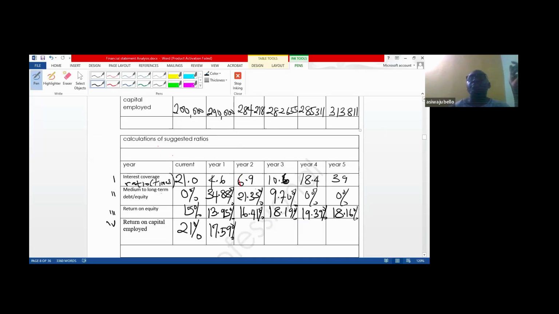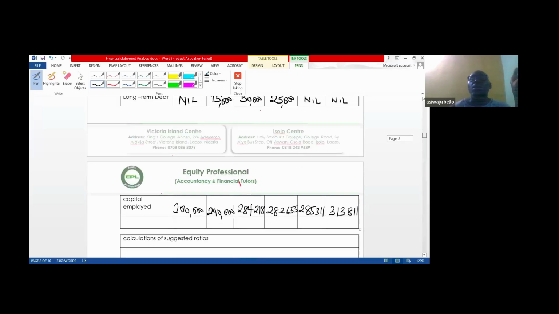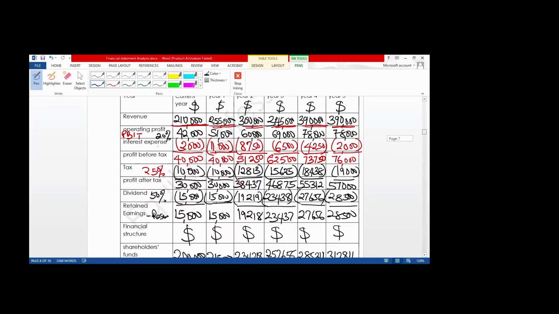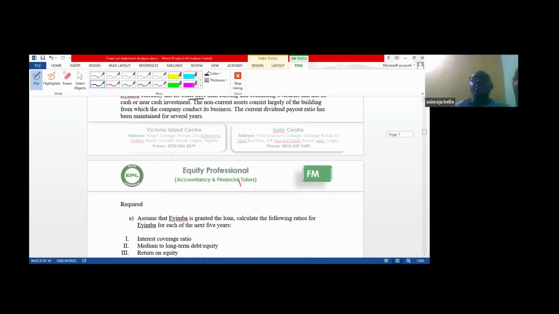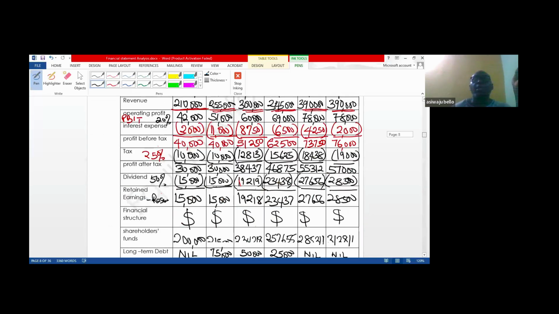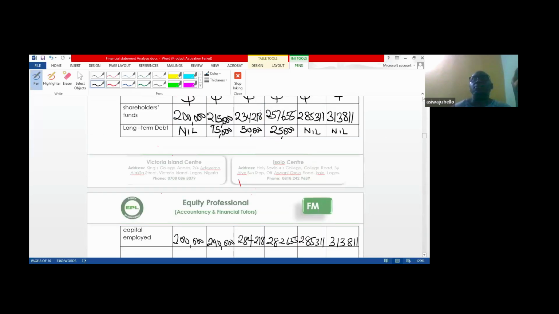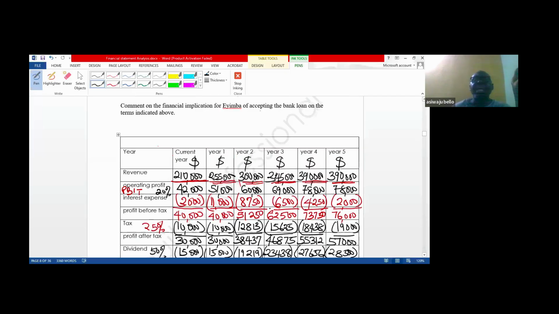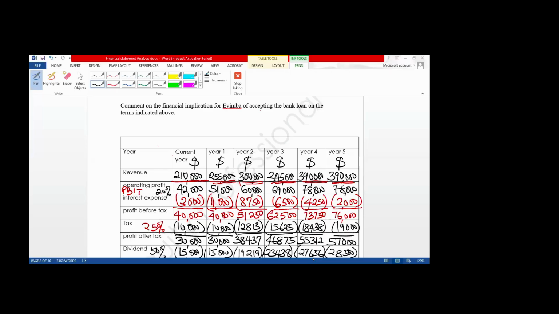For year two, capital employed 284,218. Operating profit 60,000 divided by 284,218. That is 21.11%.